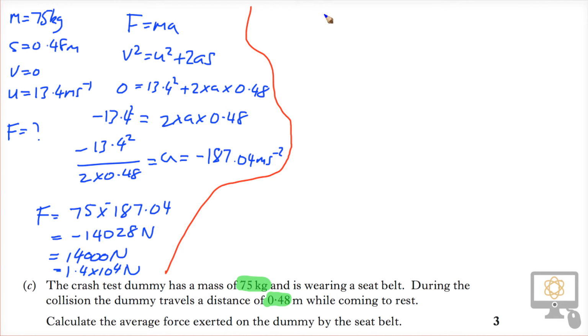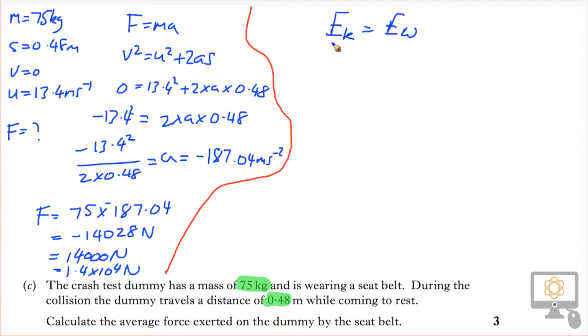If we do that, we can tell that this dummy has a certain amount of kinetic energy to begin with. Its initial speed is 13.4, so it has an initial kinetic energy, and that initial kinetic energy is going to be turned into heat as it slows down to rest. That heat is done by work done by the seatbelt in bringing it to rest, and so all of that kinetic energy is turned into heat by work done by the force applied by the seatbelt.